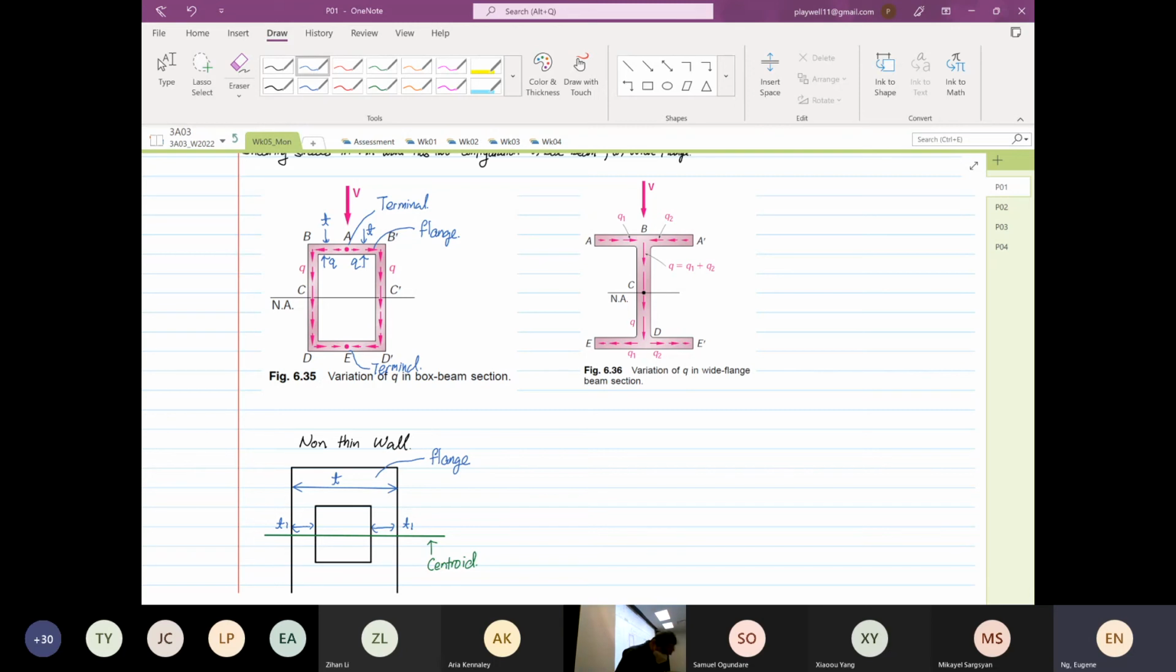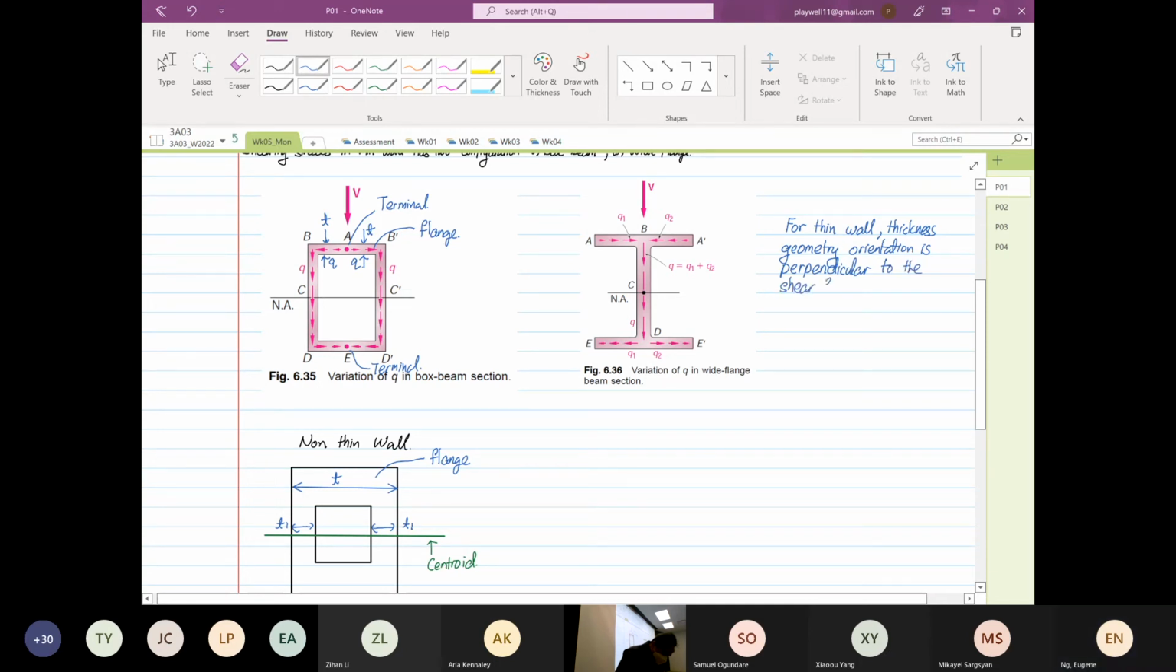For thin wall, the thickness geometry orientation is perpendicular to the shear flow Q. It's perpendicular to the shear flow Q.